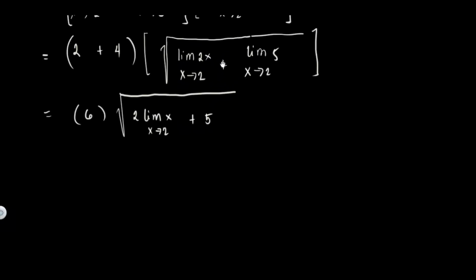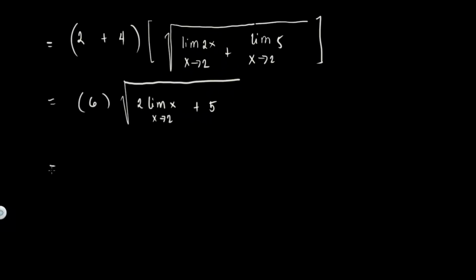Then, equals 6 times the square root of 2 times the limit of x as x approaches 2. So plug in the 2 to x. So we have 2 here, plus 5, equals 6 times the square root of 4 plus 5, 9.